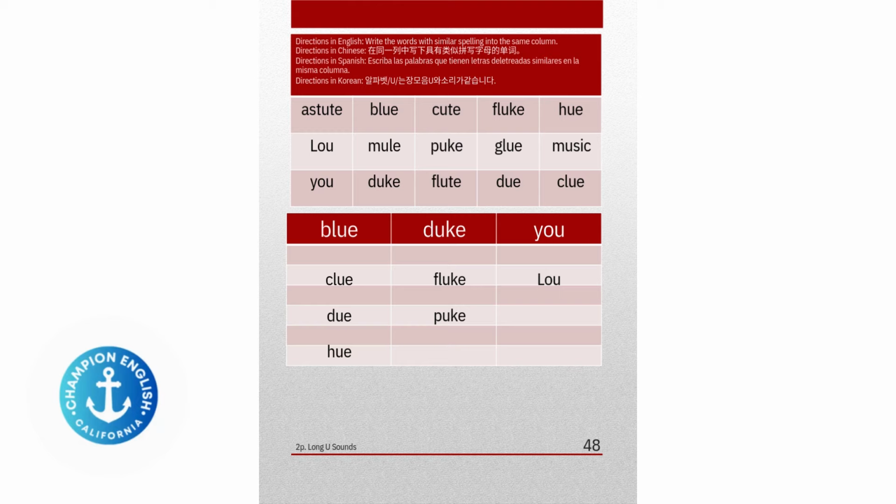Okay, students, check your pages. Under blue, you should have blue, do and hue. Under duke, you should have fluke and puke. And under you, you should have one person named Lou. So go ahead and say the words out loud three times with yourself or with a partner. All right, students.